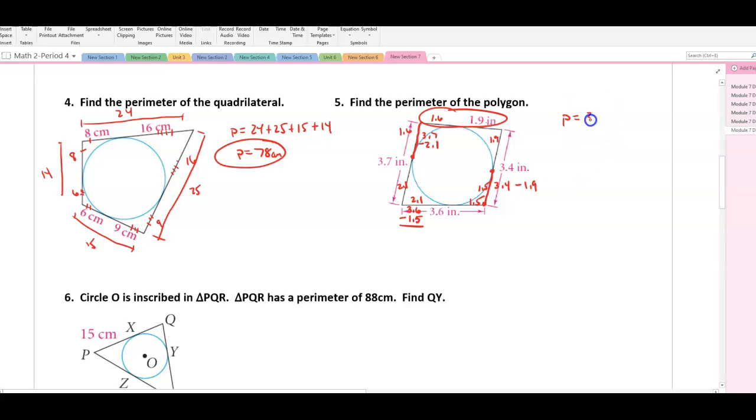Now to find the perimeter, I'm going to add these up. It gives me 3.5 plus, this is 3.4, plus that's already 3.6, that's already 3.7. And when I add these up, I get a perimeter of 14.2.